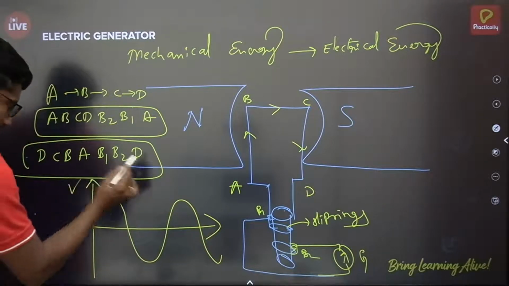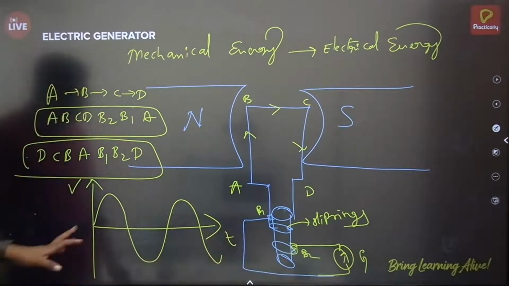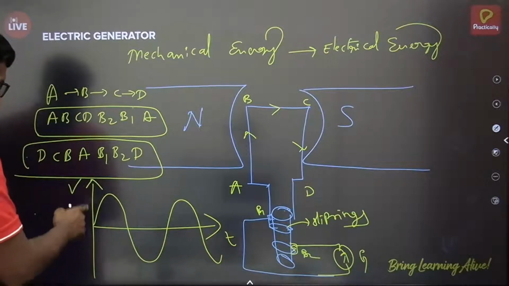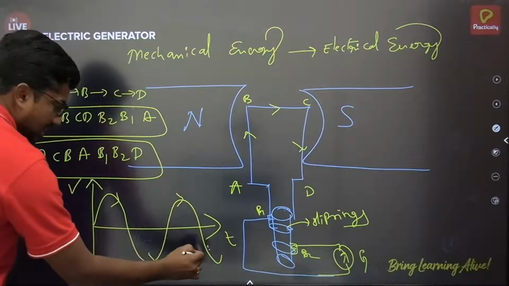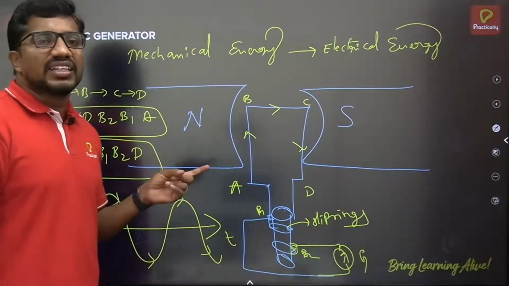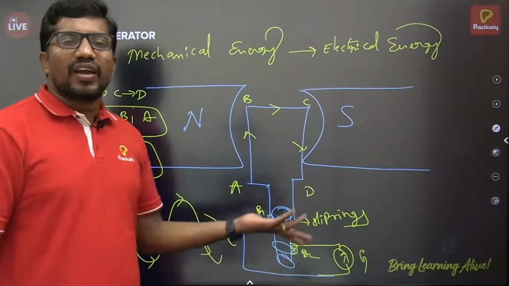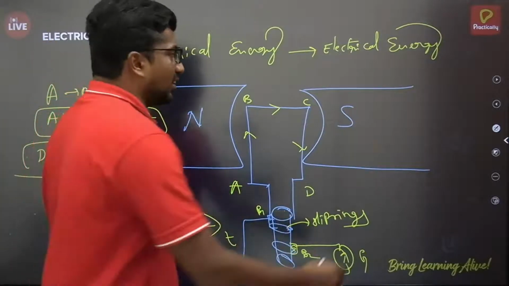Voltage and time graph, if you see. So what does it indicate? For every half rotation, the direction of the current induced is altered. As the direction of current induced is altered, we call it alternating current.